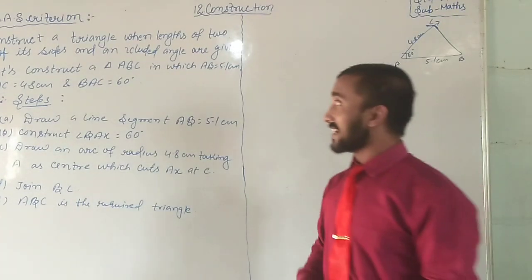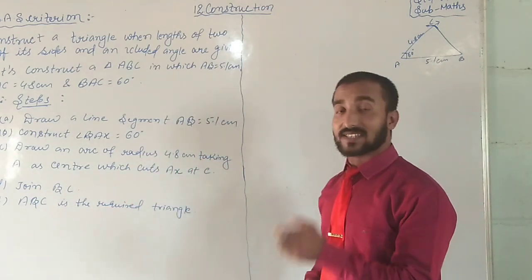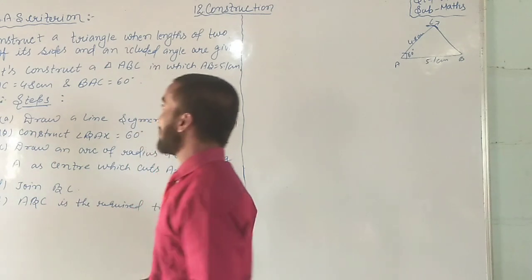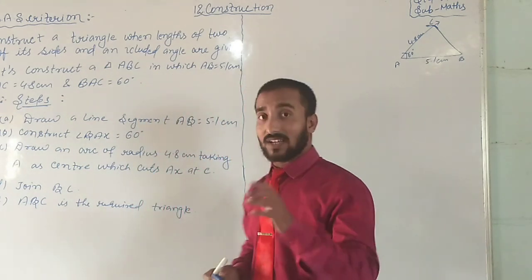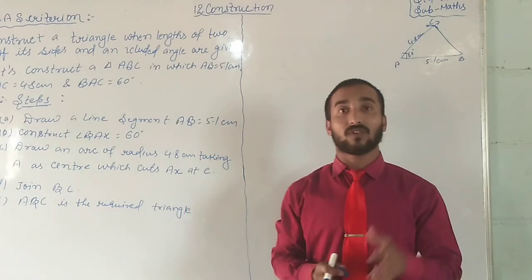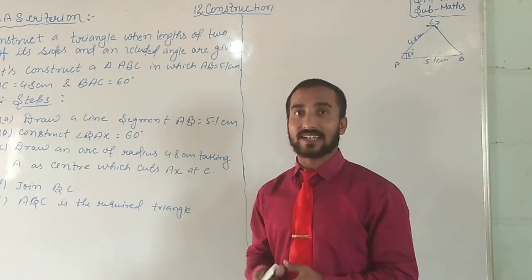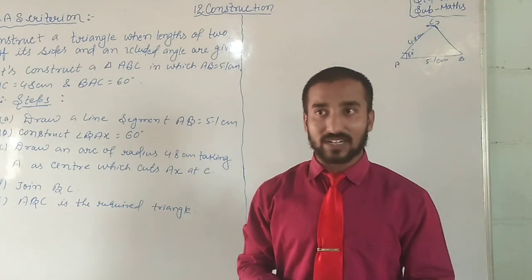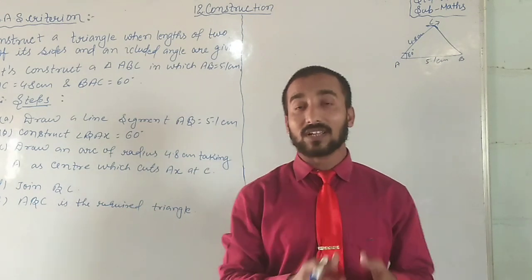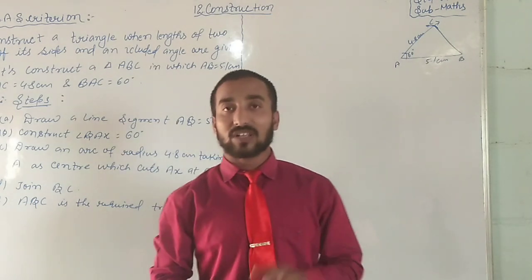Okay, students. See, second topic is the SAS criterion. What is SAS criterion? SAS criterion means side angle side. So let's say construct a triangle when lengths of two of its sides and the included angle are given. It was already discussed in the previous session when we studied triangles. In triangles there are four congruency rules, where we studied SSS, SAS, ASA, RHS. So we came to know that with the help of SAS criterion we can draw a triangle. But how to draw a triangle? Here we will construct a triangle with the help of compass as well as ruler and pencil.